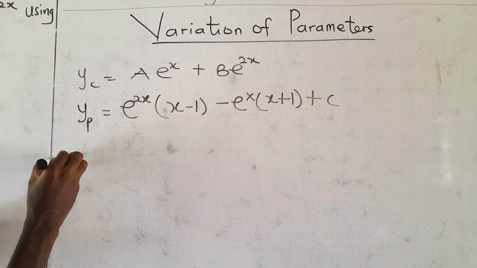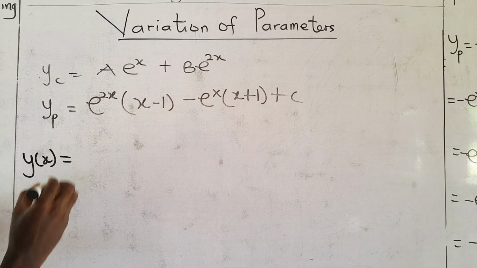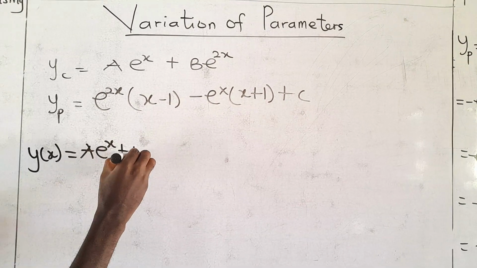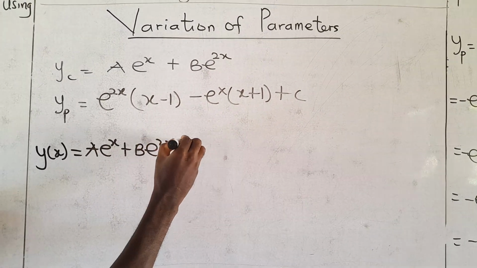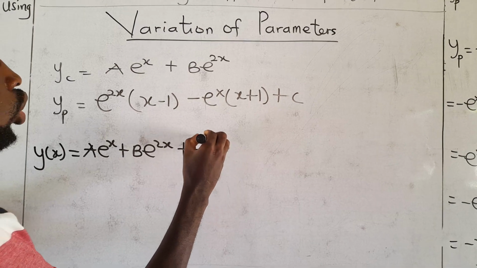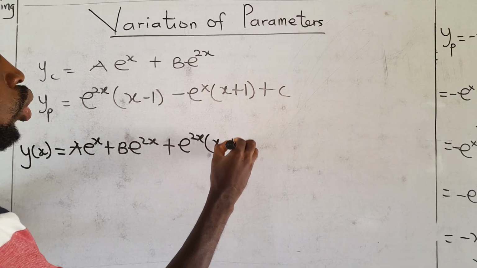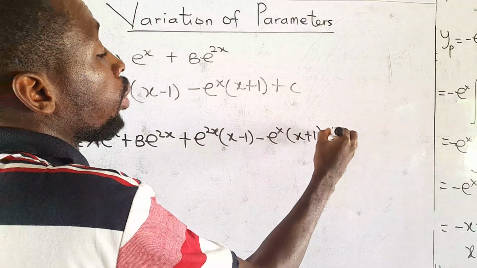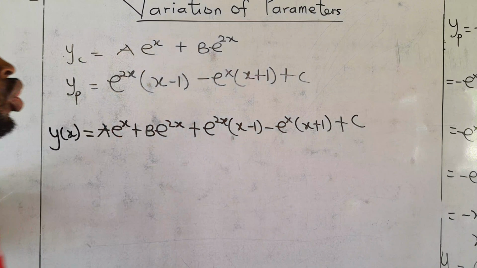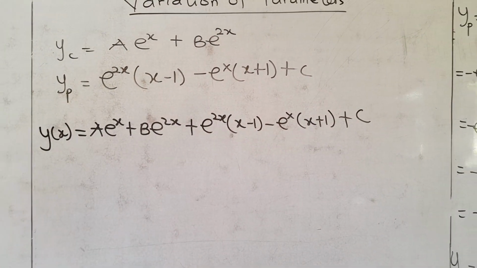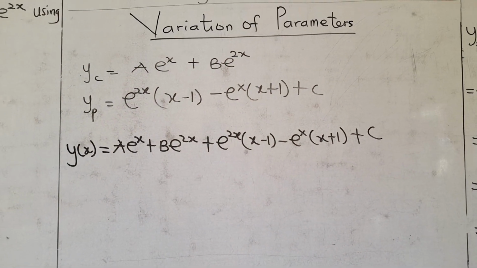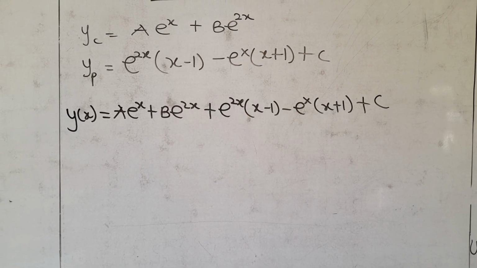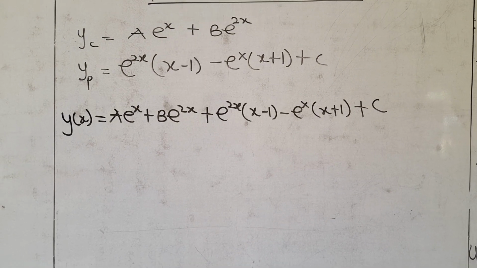Then we can say our y of x, which is the general solution to this differential equation, will be a e exponent x plus b e exponent 2x, then plus e exponent 2x times x minus 1 minus e exponent x times x plus 1, then plus our constant again. So when we are given some boundary conditions, we just substitute to get our particular solution. We'll solve one more example on this so that you'll be abreast with the concept.